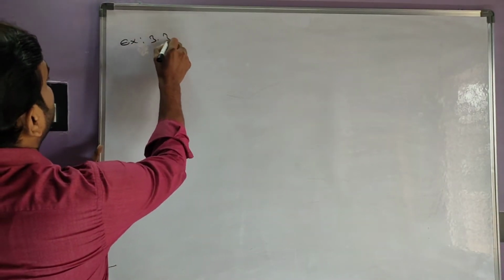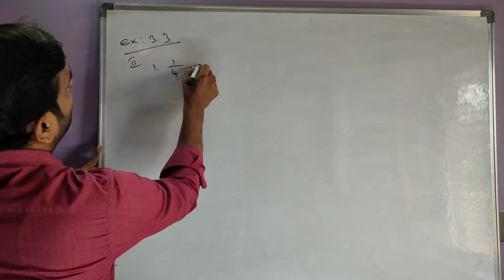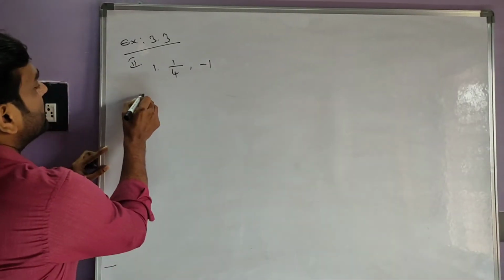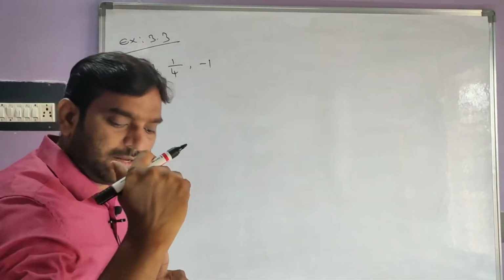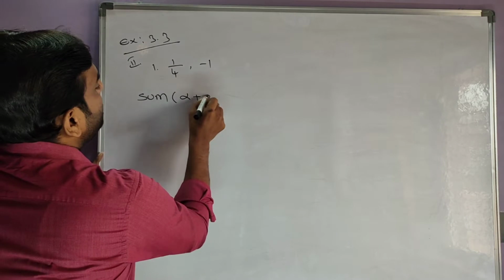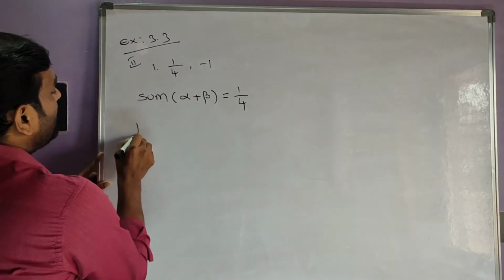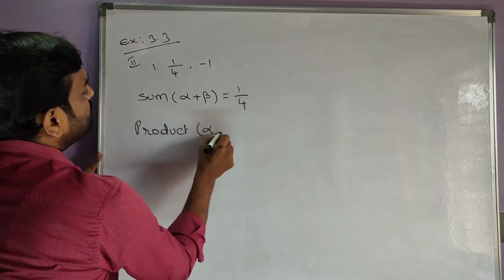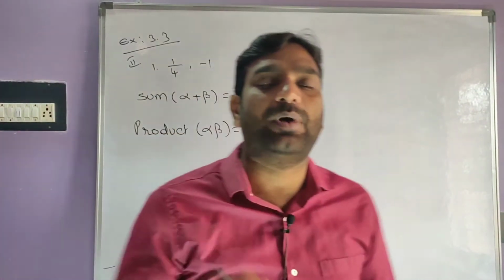Exercise 3.3, second bit, first problem: given 1 by 4 and minus 1. These are the sum and product. For a quadratic polynomial, the sum of the roots alpha plus beta is equal to 1 by 4, and the product of the roots alpha into beta is equal to minus 1. Then find the quadratic polynomial.